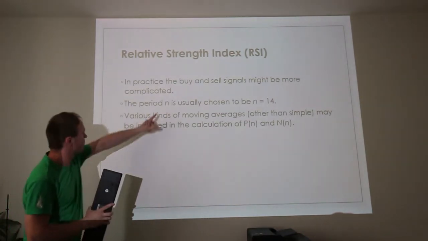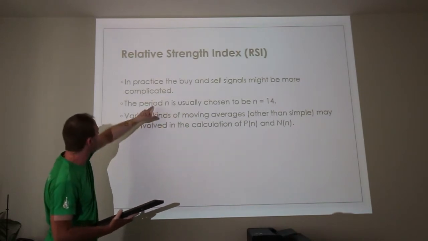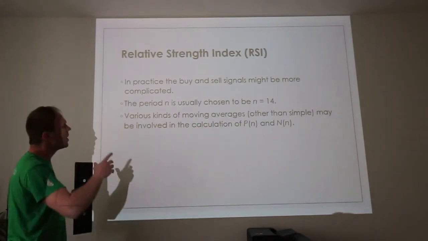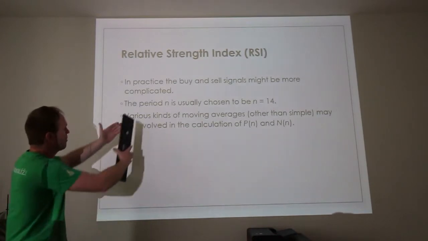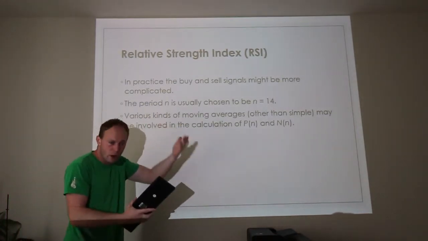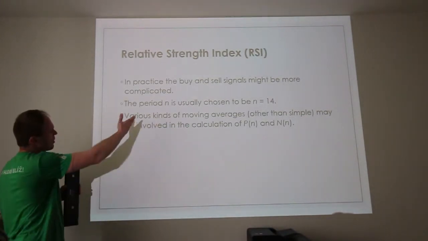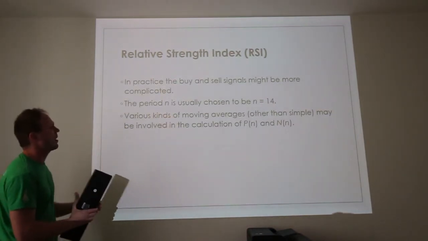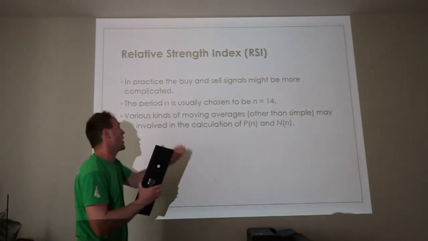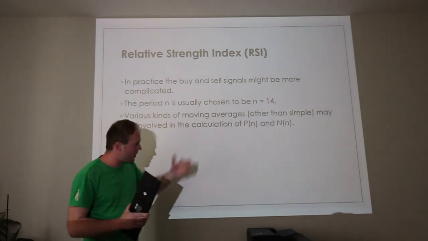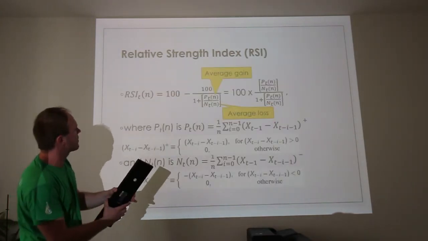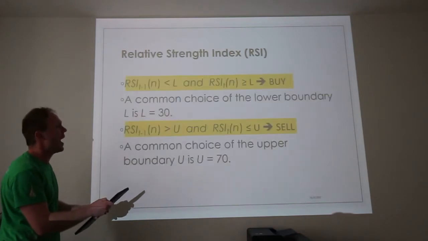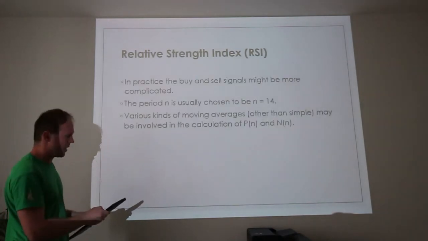The period N, we have not spoken about the period yet. Period N is usually chosen to be 14, but it can be modified individually by the user. Various kinds of moving averages, other than simple, may be involved in the calculation of the average gain and average loss in time t for period n.